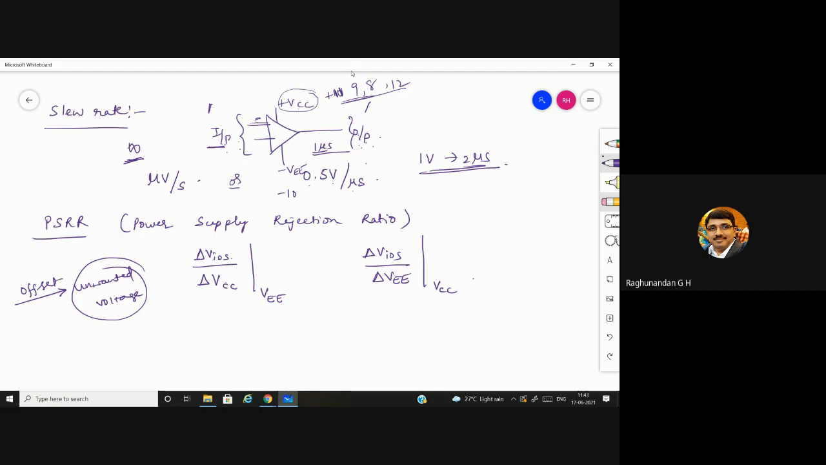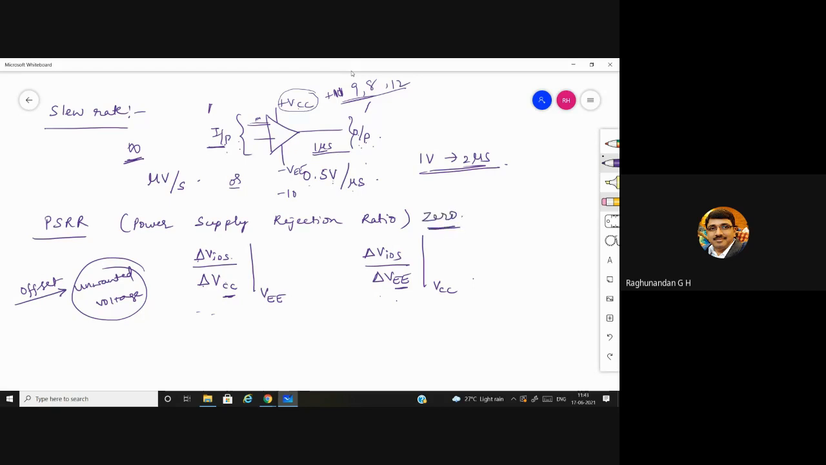So you can define it as the ratio of change in the input offset voltage to the change in the power supply voltage, keeping the other power supply constant. So these are the two formulas which we are having. This is with respect to change in VCC. This is with respect to change in VEE. Okay, this is power supply rejection ratio, and ideally it is said to be 0.